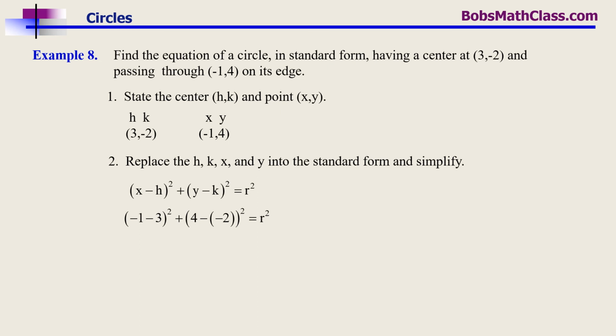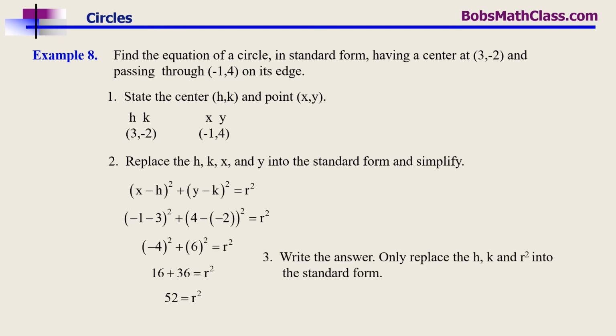So -1 minus 3 is -4, and 4 minus negative 2 is 6. (-4) squared would be 16, and 6 squared would be 36. Add those, that gives us 52. And we're just about there.